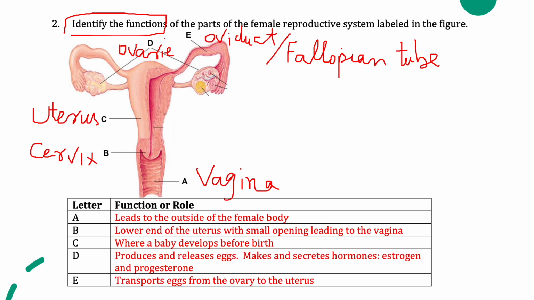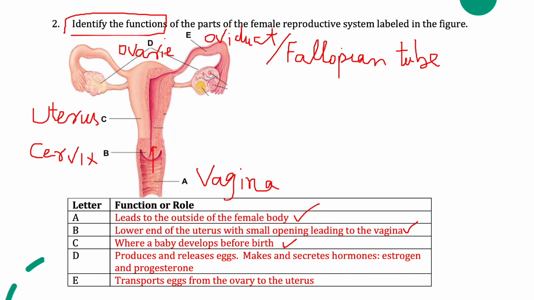Okay, so now you can see A, vagina, leads to outside of the female body where the sperms are deposited, also known as the birth canal. B, lower part of the uterus, which is the opening to the vagina, so sperms can go in through here, or the baby can be delivered from here. C, where the baby develops before birth, is the womb.